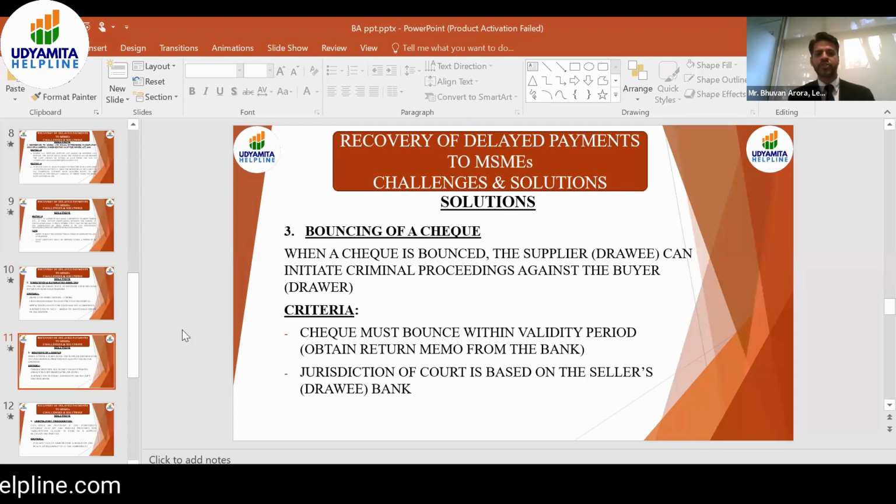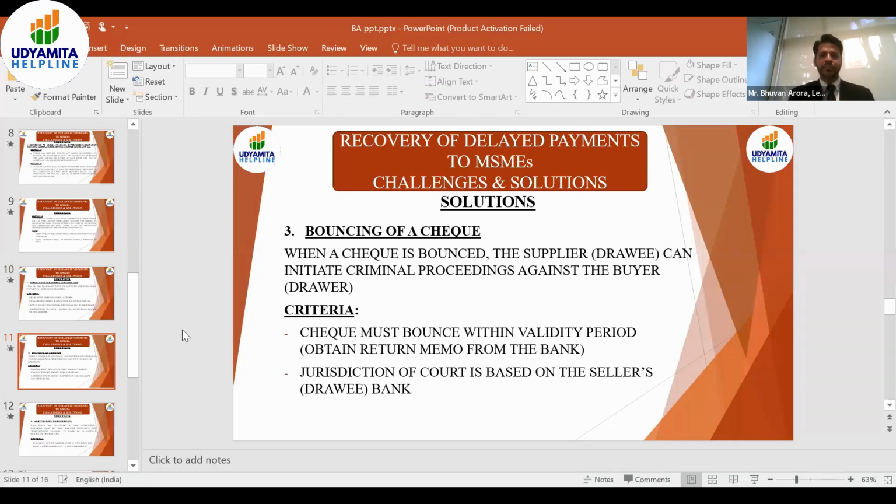Next, the third external solution available to a supplier is bouncing of a check. We have seen in most of the cases that whenever there is a transaction, the buyer tends to issue a check to the supplier, and later on they get the check bounced. They make a stop payment, or there is insufficient balance. So what is the solution available at that moment? When a check is bounced, the supplier can initiate a criminal proceeding against the buyer.